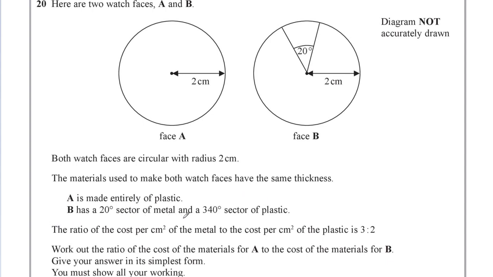The ratio of the cost per centimetre squared of the metal to the cost per centimetre squared of the plastic is 3:2. Work out the ratio of the cost of the materials for A to the cost of the materials for B. Give your answer in its simplest form, and you must show all your working.